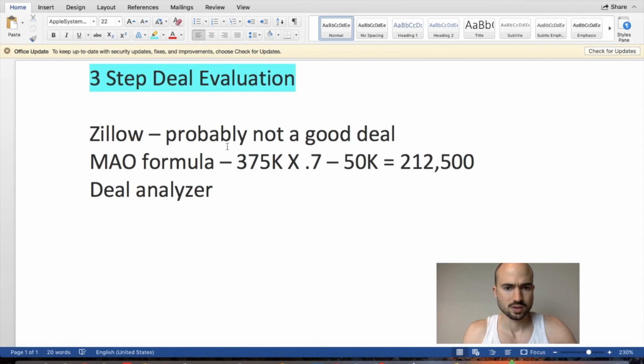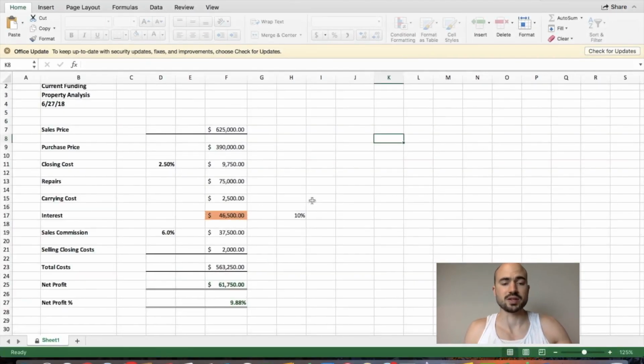If it was 375, I'd buy it at that price. But chances are, the after renovated value is probably like 315 in that range. So it'd have to be much lower than that. But let's just take it through the deal analyzer as well, just to wrap this up. If you want to copy my deal analyzer, just email me and I'll shoot you a copy. There's also one available on my website, so I'll put a link to that.